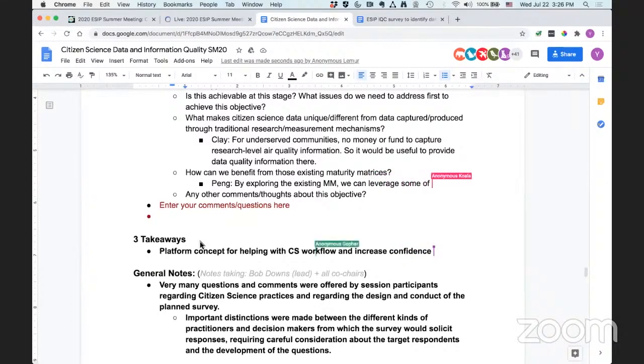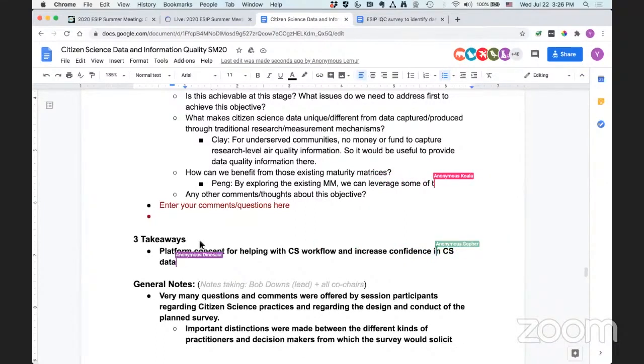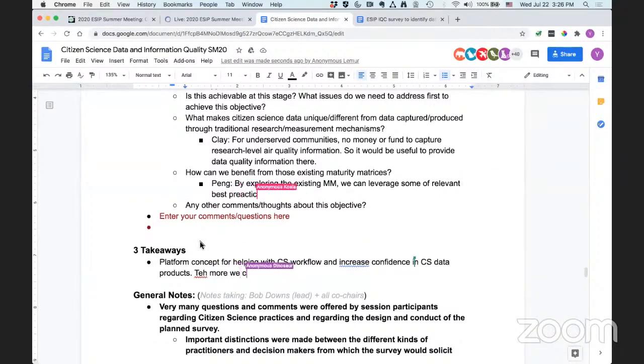I think Clay's presentation underscored this: the more we can embody aspects of quality documentation and quality attainment across all levels of quality, from stewardship to product and so on, into the workflows of the citizen science initiatives, the better, because then it's like integrating good habits into the work of citizen science. And so that might be a takeaway for sure.